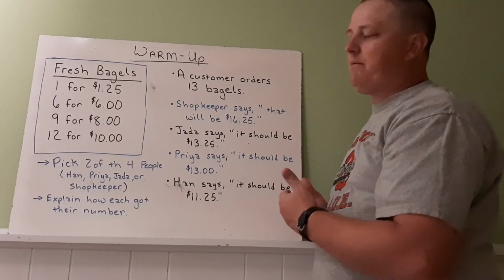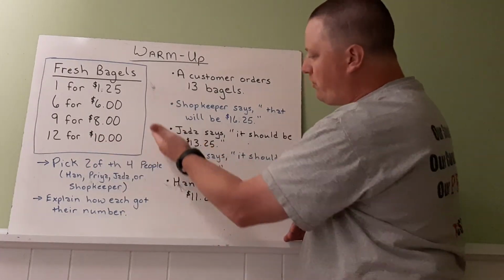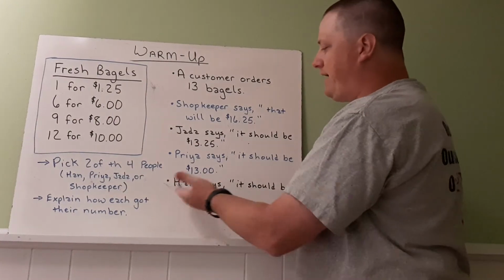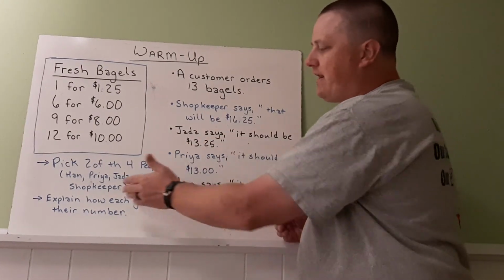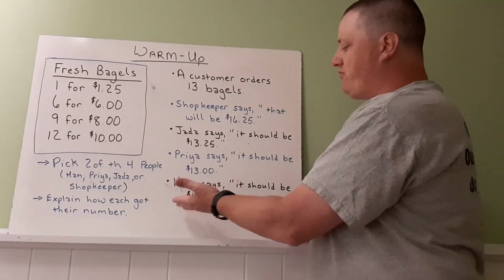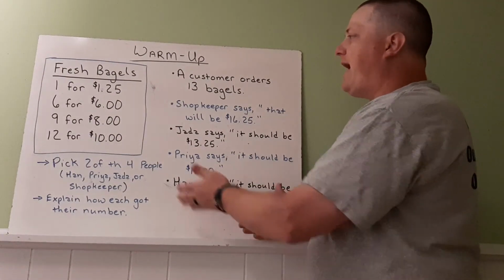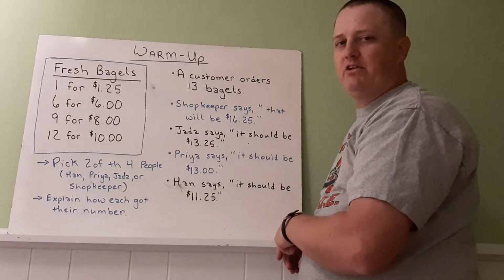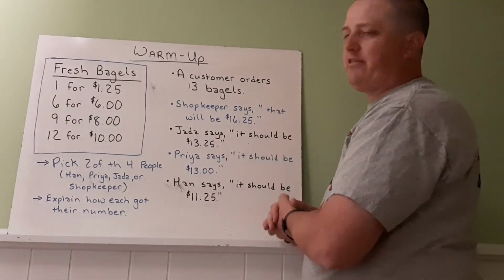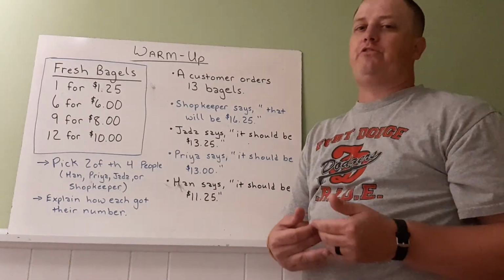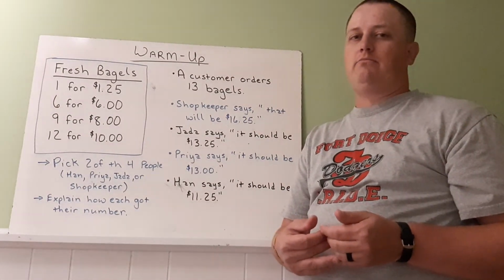$11.25. What I want you to do is pick 2 of these 4 people, Han, Priya, Jada, or the shopkeeper, and explain how each of them got their number. So if you choose Han, please explain how they could use this right here to come up with an answer of $11.25. And do the same for the others. You just need to pick 2 of the 4, and that will start our discussion tomorrow. Thanks.